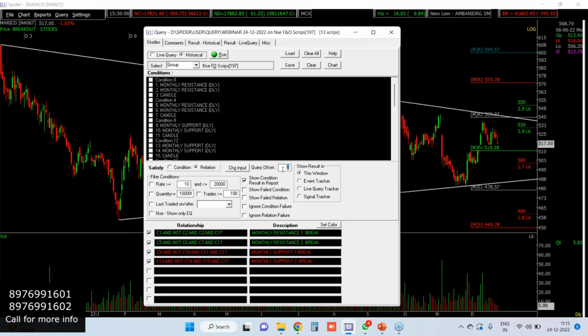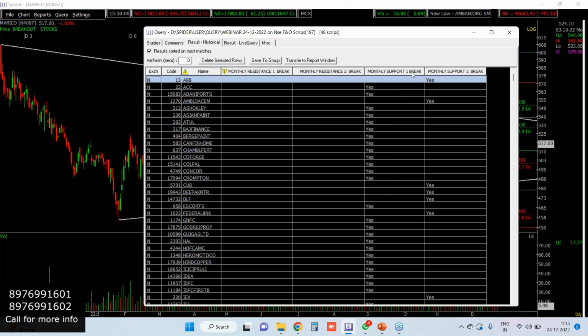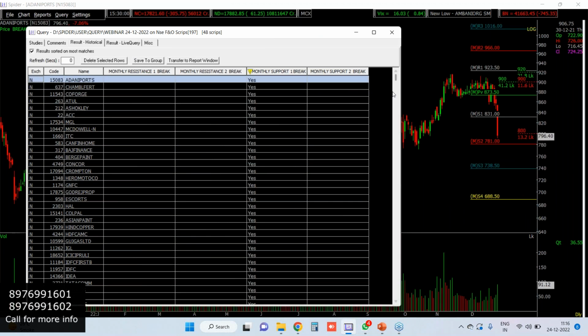If you are running it at the start of the month, set the query offset as 0 and click on run. See, as soon as you click on run, you will get all the stocks. For example, as I told you, it is month end, so we won't be considering all these results. But still I'll just show you. See, it is giving a breakdown of S1.